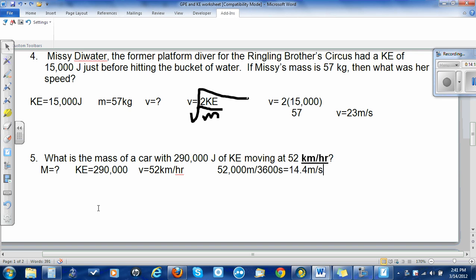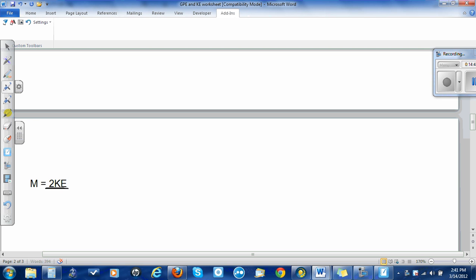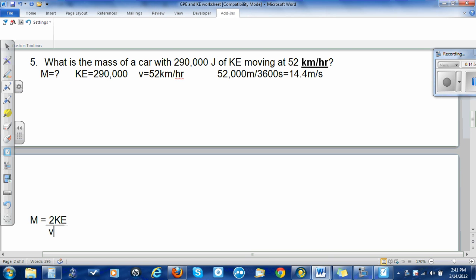All right, so punch it back into the formula. We're solving for M. M equals, if you remember when we did this on the board, 2KE divided by V squared.